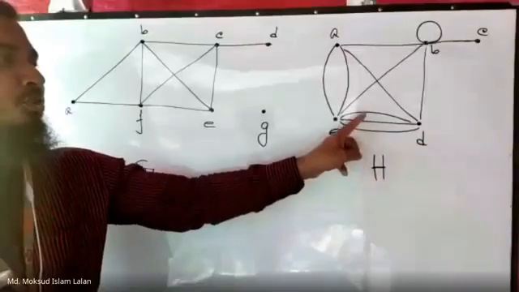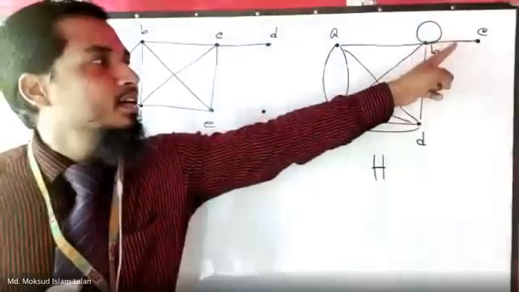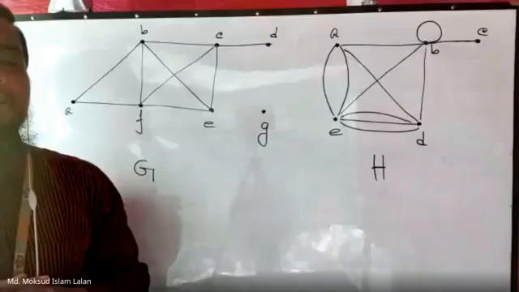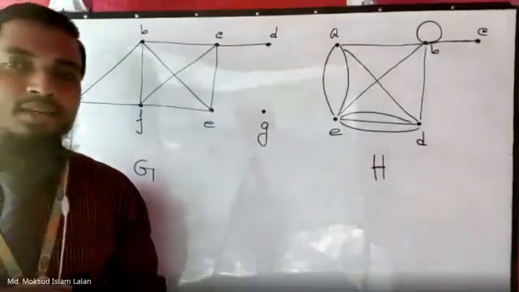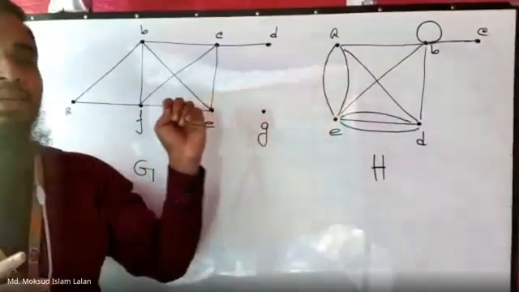How many? 1, 2, 3, 4, 5, 6, 7, 8, 9, 10, and 11. Then 11. Am I right? Or 10? Sir, I think 11, sir. Mistake, sir. So 11. The number of edges is 11.